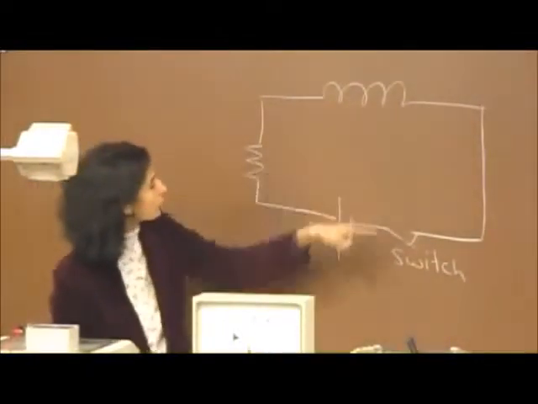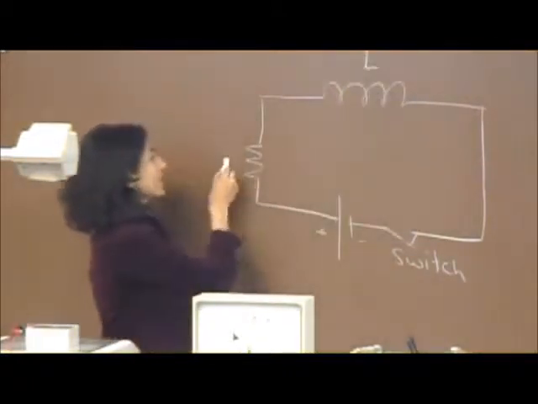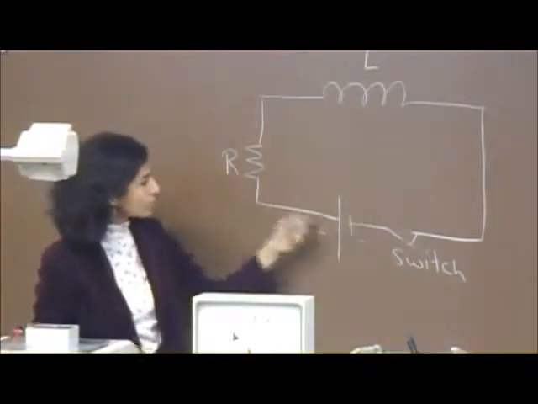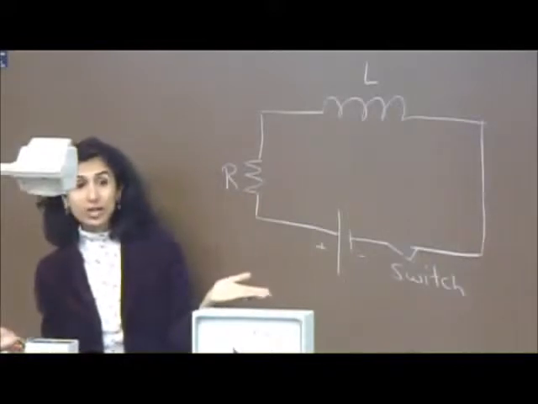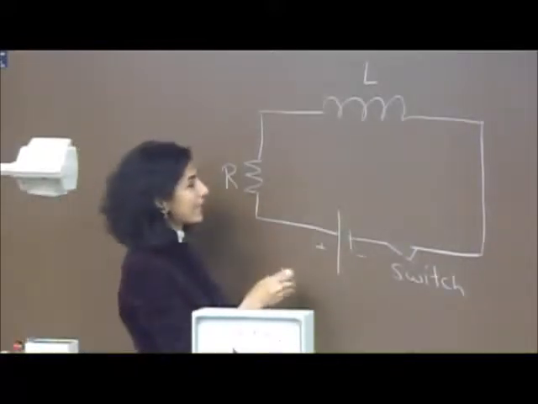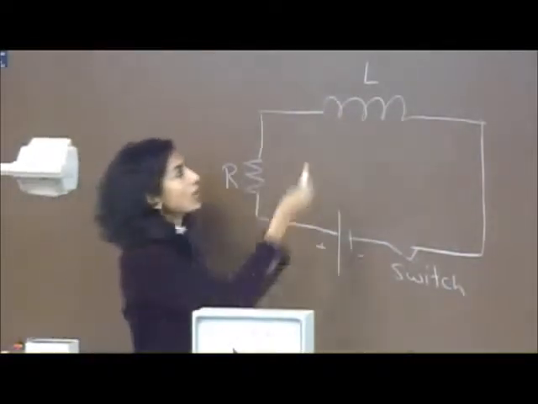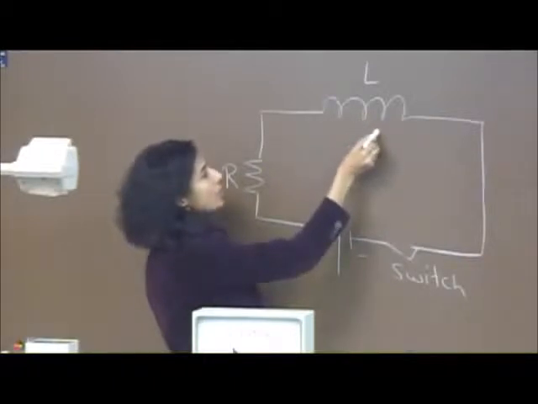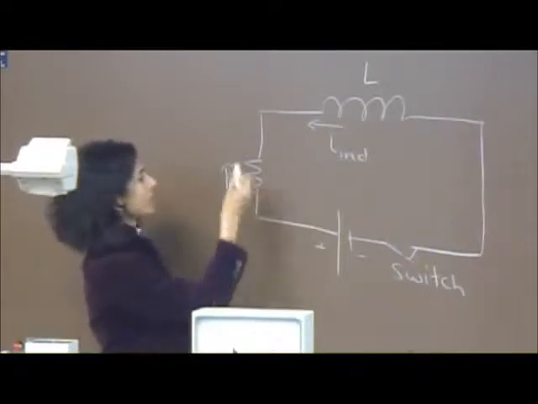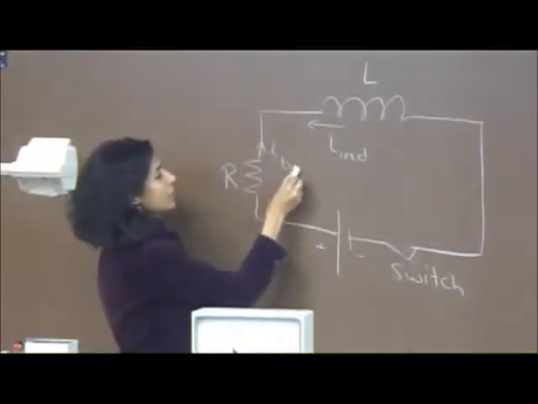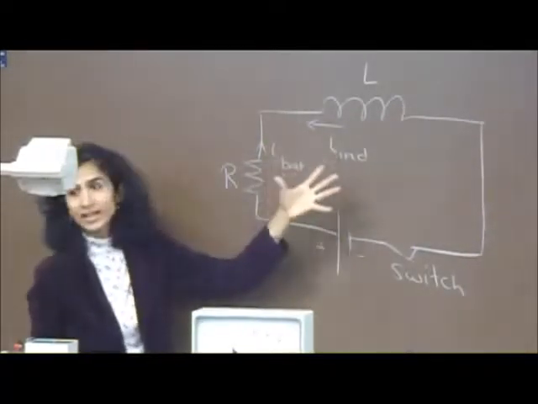But as soon as the current starts to flow this way from the battery, this coil, this inductor, sees that there is a change in magnetic flux through it due to this battery current, and it opposes it, right? And since it opposes it according to Faraday's law and Lenz's law, the induced current opposes the battery current. The induced current is in this direction, as opposed to the battery current, which is in that direction.